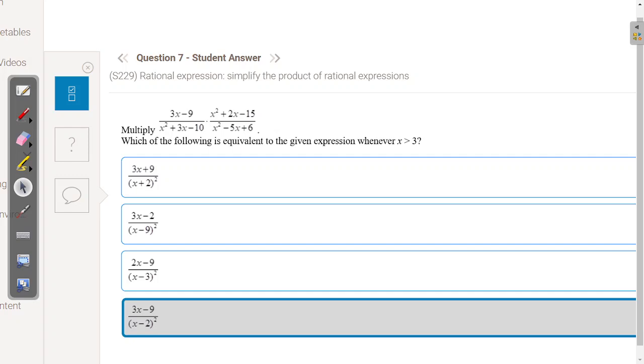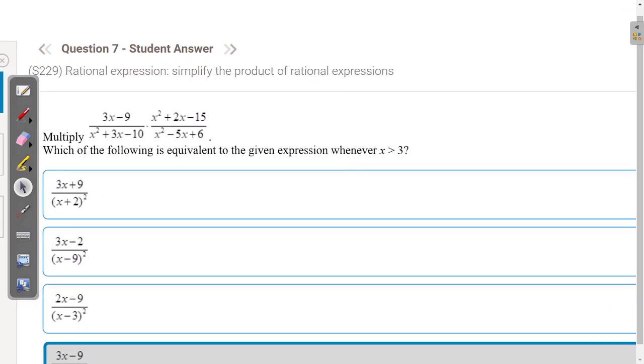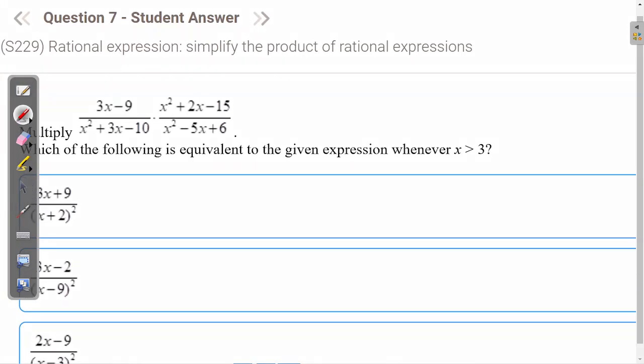Okay, this is last year's material. Just factor 3x minus 9. You can keep it or you can factor it, it doesn't matter.